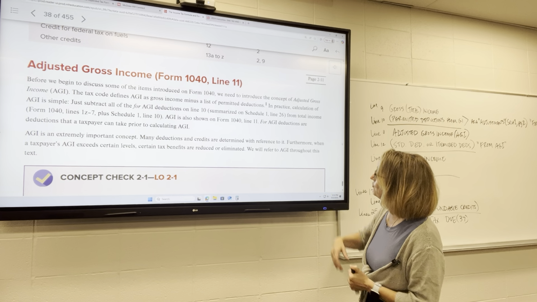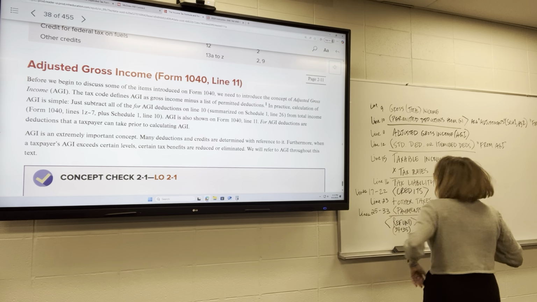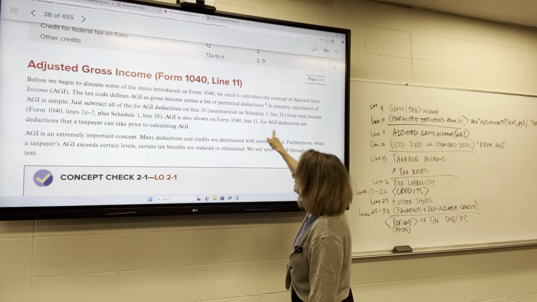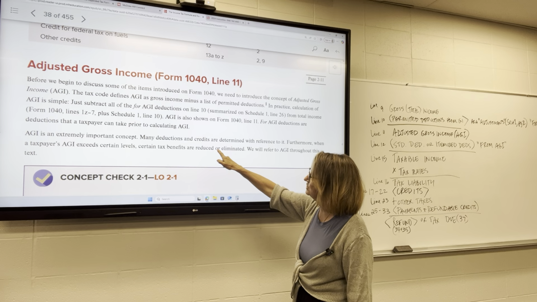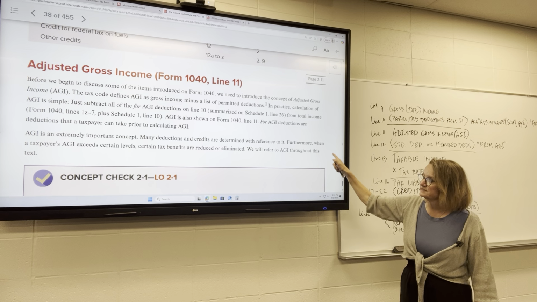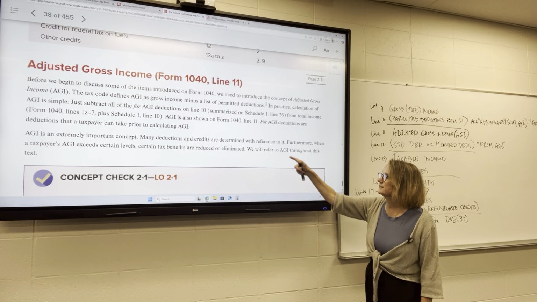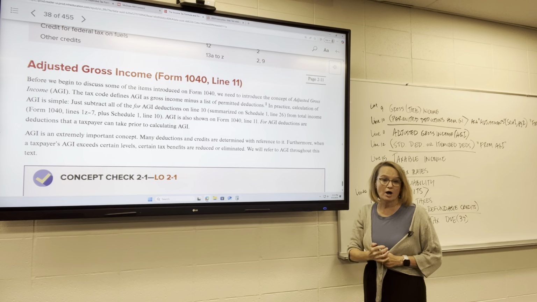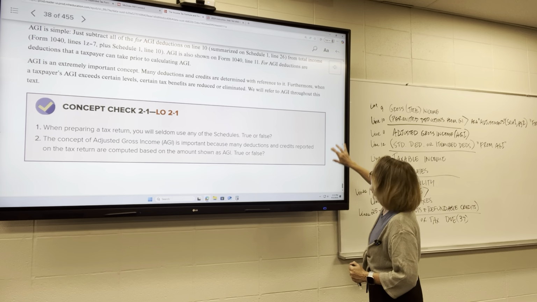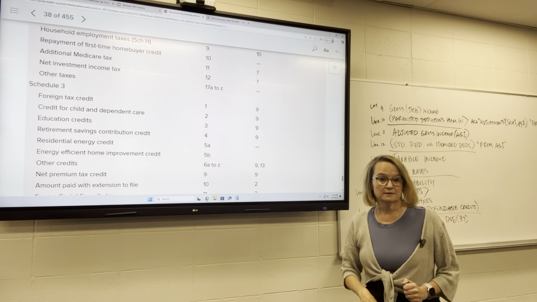So you subtract all the for AGI deductions on line 10. Here we go. Line 10 are adjustments for AGI. So these are the deductions that a taxpayer can take prior to calculating AGI. It's an important concept. Many deductions and credits are determined with reference to it. When a taxpayer's AGI exceeds certain levels, certain tax benefits are reduced or eliminated. And we talk about AGI throughout the course. All right. Questions about that formula? It's more complex.